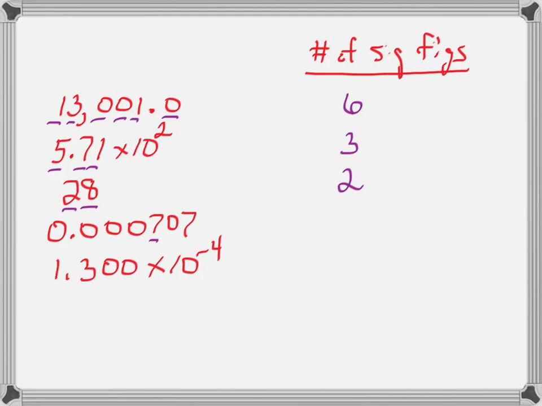I know from rule 1, the 7 and 7 are both significant. The 0 in between them is significant based on rule number 2. And then all the zeros to the left of that first 7 are not significant based on rule 4. And so that would be a 3. And then the last one, again, scientific notation. If it's scientific notation, I don't even think about where the zeros are. Every digit I see, I count up, and we get a 4 for that one.